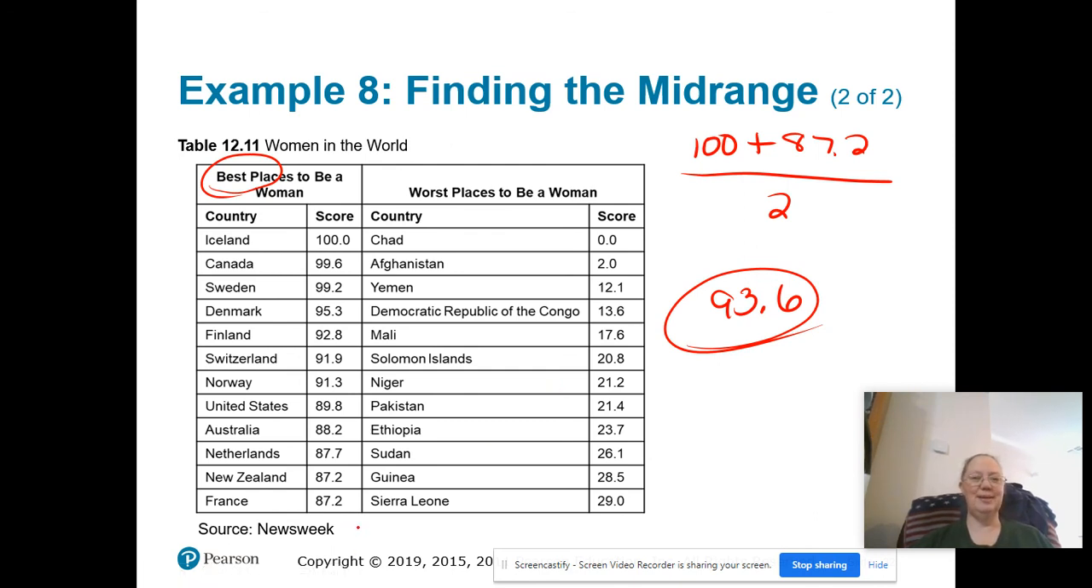By the way, I do want to point out this study was done by Newsweek, which is an American company. So maybe the people that live in Chad, for example, might have a different view of it being the worst place to be a woman. So this is definitely skewed by the fact that the study was done in the United States. So that's something to be aware of when you're looking at data.